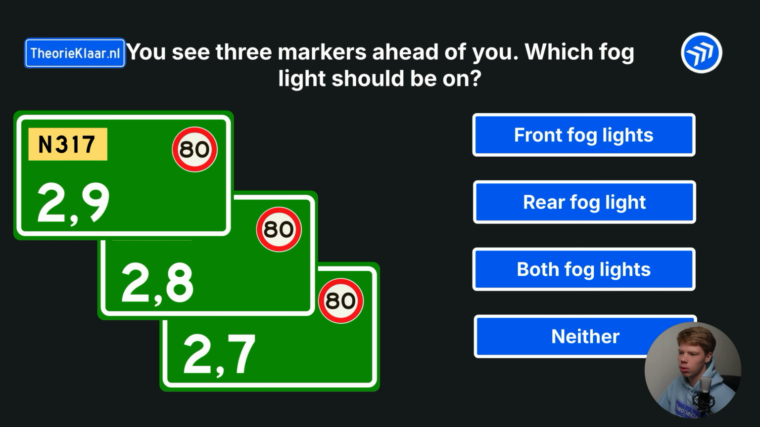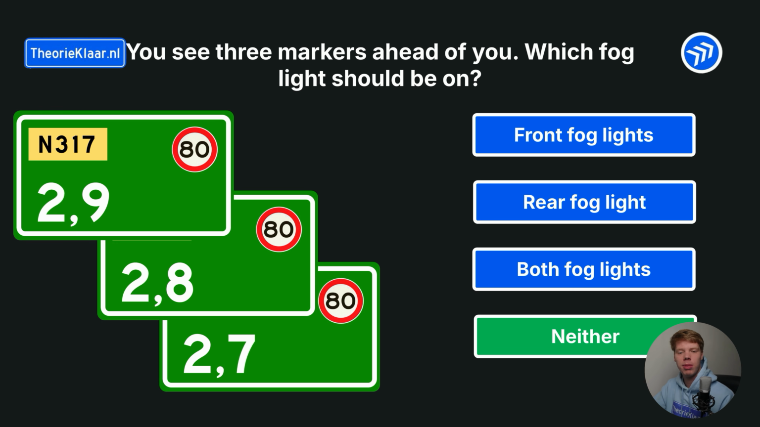You see 3 hectometer markers ahead of you. Which fog light should be on? So this is a hectometer marker. And should we now have the front fog lights turned on, the rear fog light, both fog lights or neither? The right answer is neither should be on because 1 hectometer marker is 100 meters.